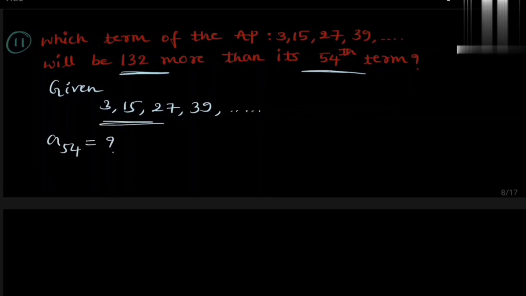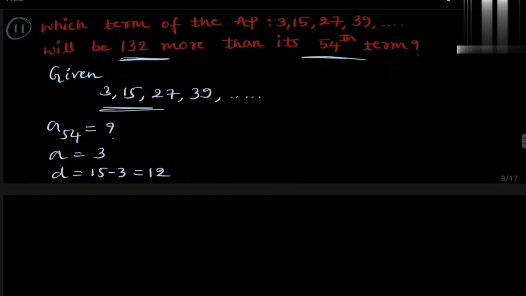So here from this sequence we know the first term, right? A is equal to 3 and the common difference D is equal to 15 minus 3, that is equal to 12. So we got it. Here n means 54, that is, we want to find the A54th term, right? Therefore, n is equal to 54.